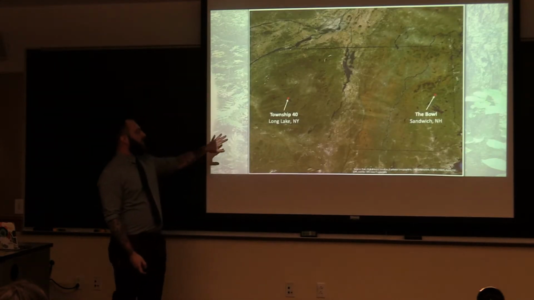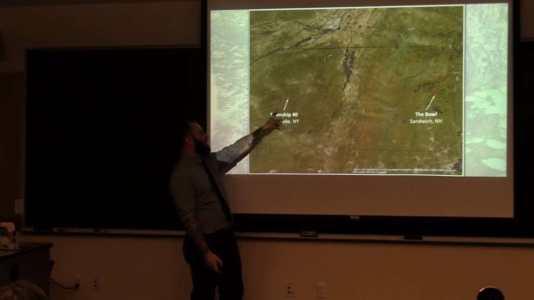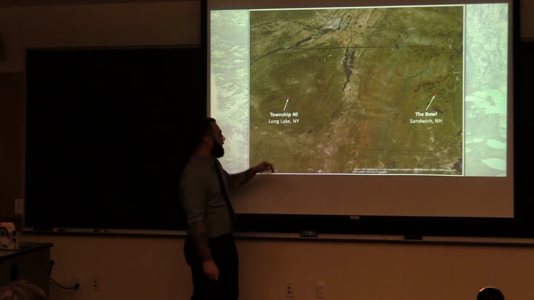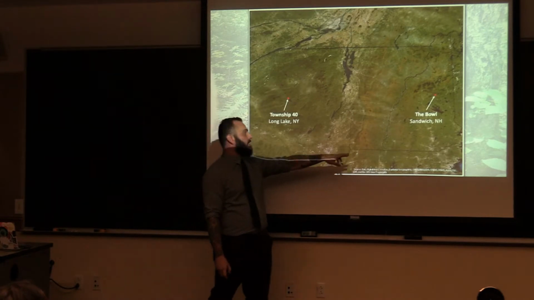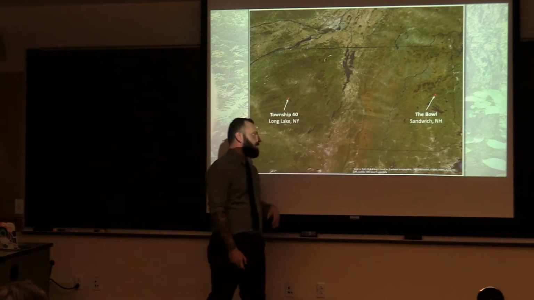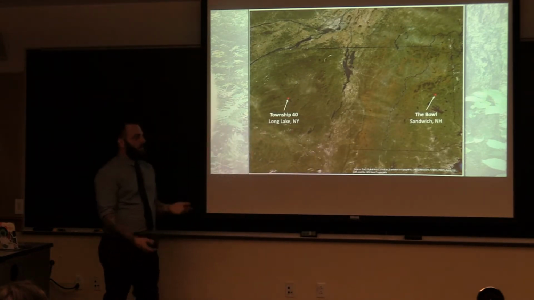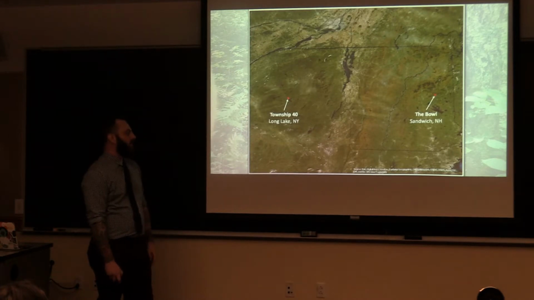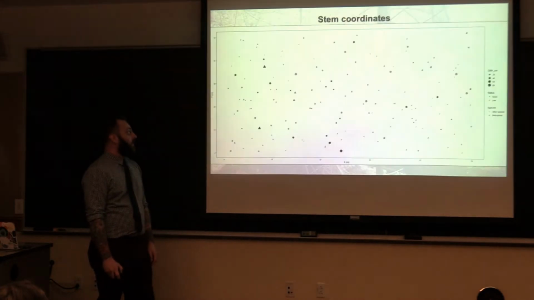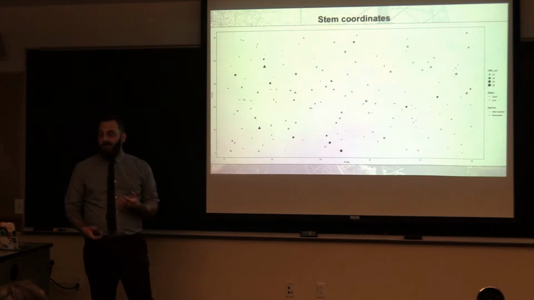And so just real quick, I'll show you where my sites are. This is Township 40, or the Adirondack site in the west central Adirondacks. Long Lake, New York is the town. And then the Bull Research Natural Area, which is in the White Mountains in the south central area in Sandwich, New Hampshire. And so this is an example of my stem map.